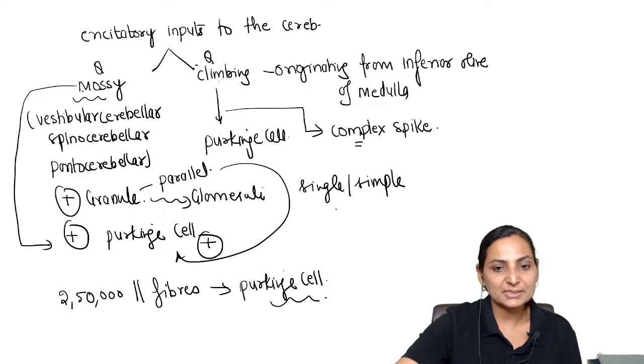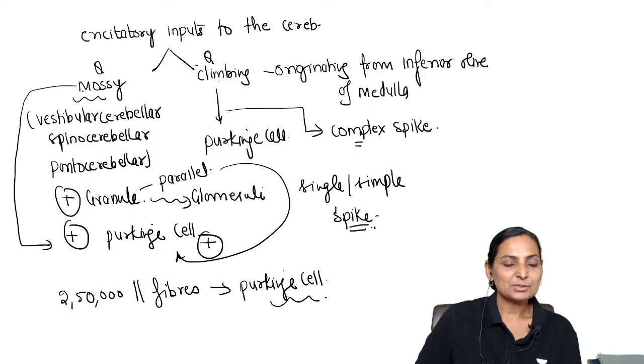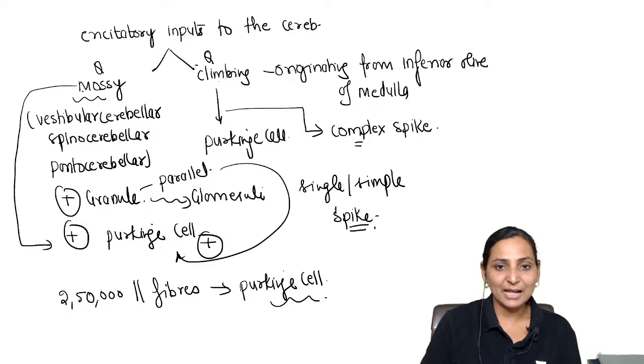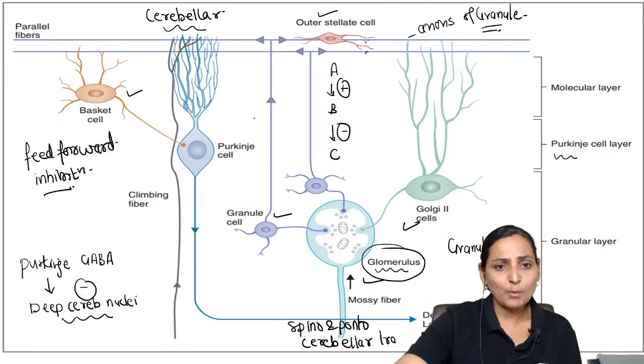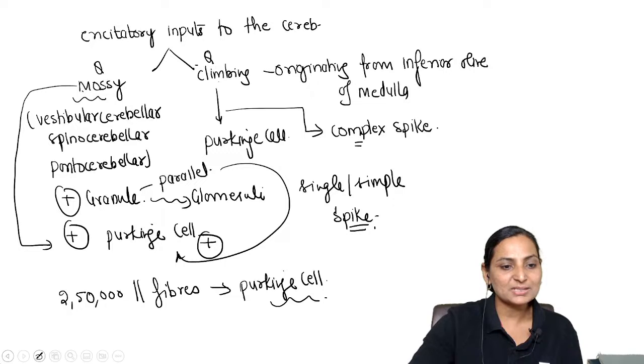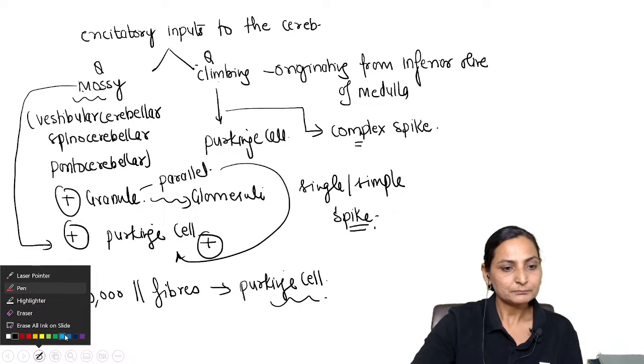Okay, they form a single, that is the simple spike. So the mossy fibers form a simple spike, whereas the climbing fibers form a complex spike. Now, what is the importance of so much inhibitory input, right? You can see that there is so much complex circuitry in the cerebellum. What is the need of the cerebellum to bring about such complexity?